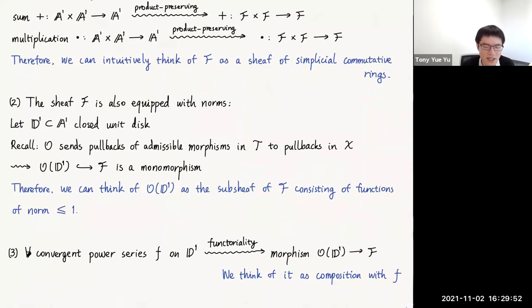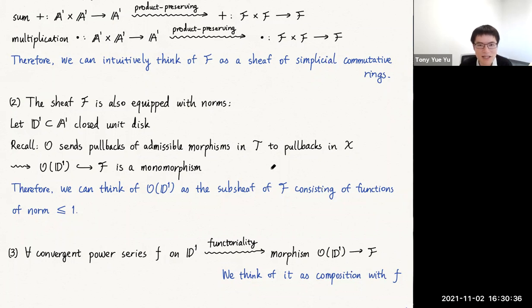And finally, if we have any convergent power series F on D1, by the functoriality, we obtain a morphism from OD1 to F. And we can think of this morphism as composition with F. So OD1 are all functions, like all sections with norm less than 1. Now we compose these sections with the given convergent power series on D1, and we get sections without conditions on the norm. So this is composition with convergent power series.